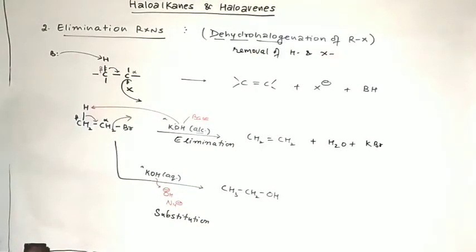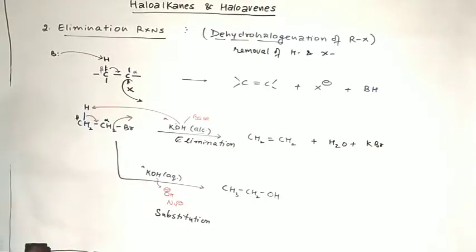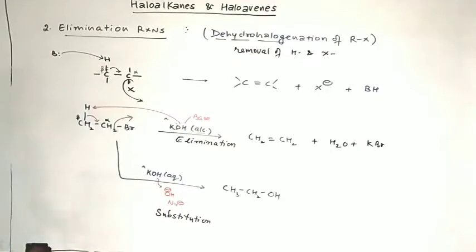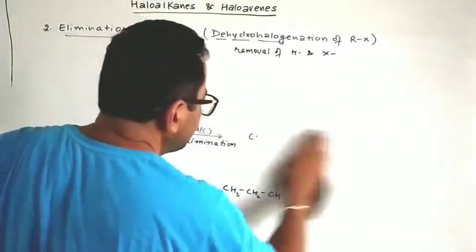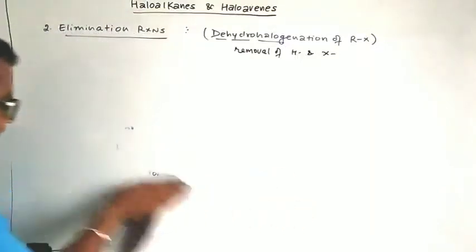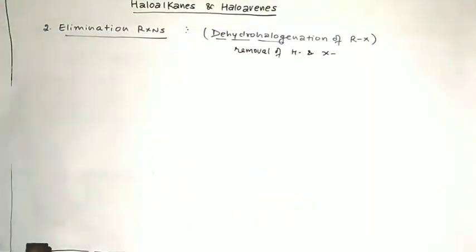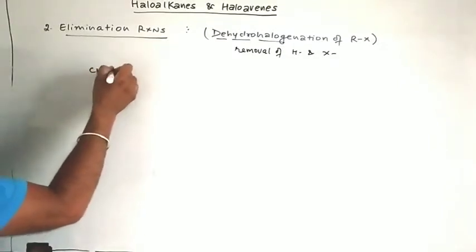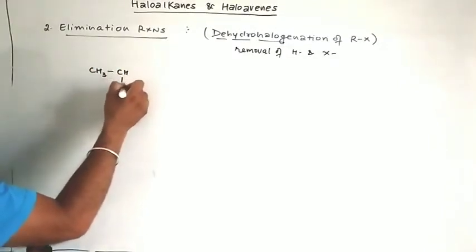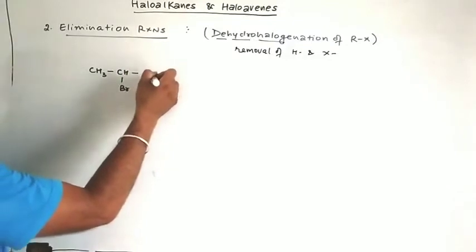Now, elimination reaction. If we have a simple alkyl halide like this, then there is only one beta carbon. The elimination is easy. Suppose I am taking some more complex reactant. Suppose the reactant is secondary butyl bromide.